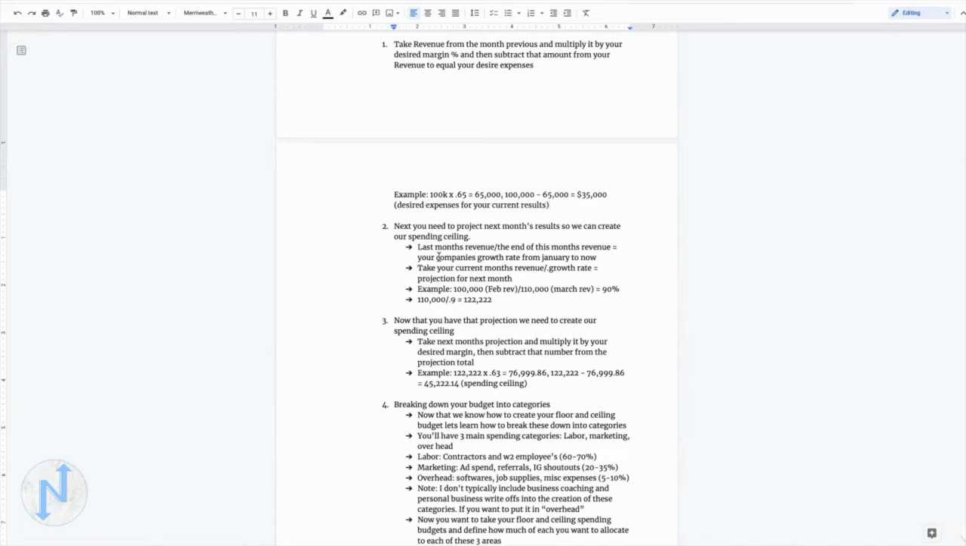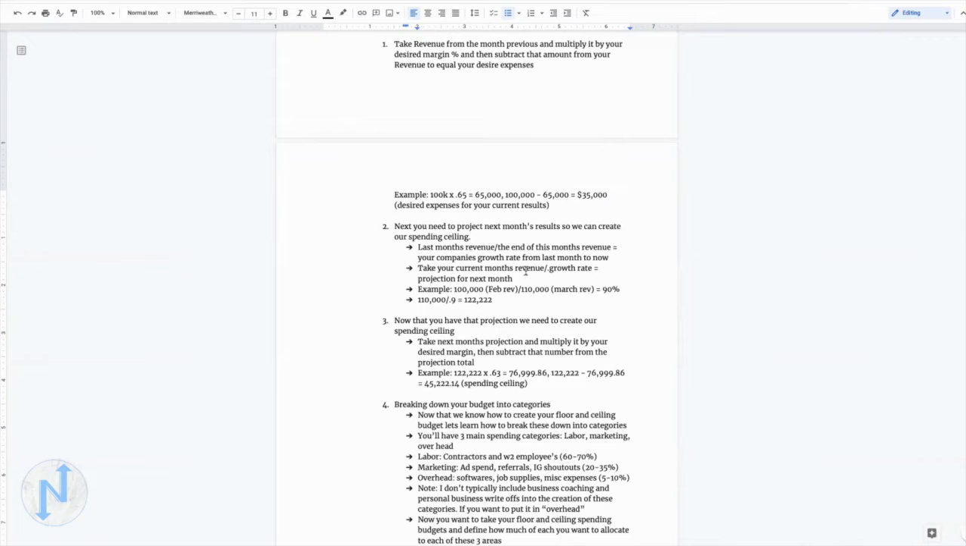And that's going to equal your company's growth rate, from last month to now. Okay. So then you're going to take your current month's revenue and divide it by the percentage of your growth rate, and that will get you your projection on what you will achieve next month.